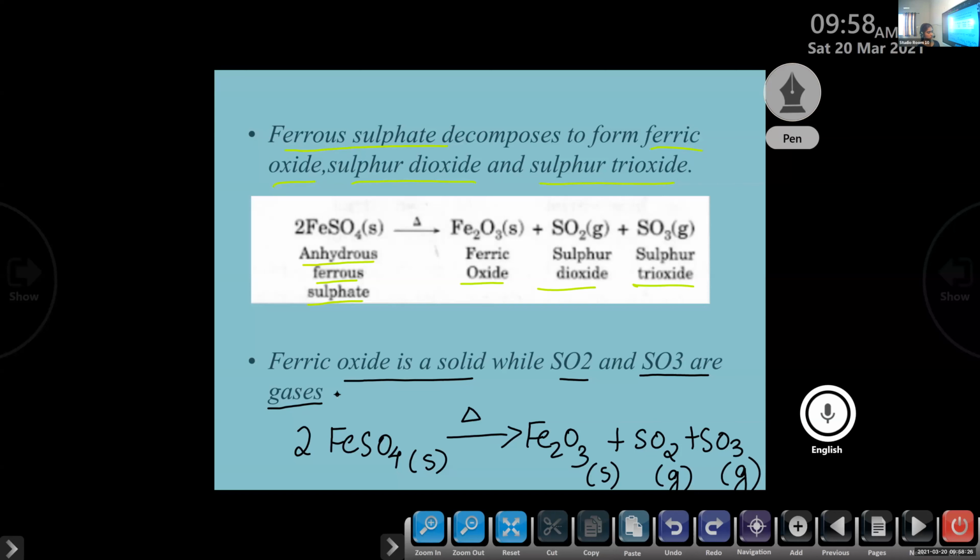Okay, so this is the activity. When the ferrous sulfate crystals are heated, first it loses water molecules and becomes anhydrous ferrous sulfate. On further heating, it decomposes to form ferric oxide, sulfur dioxide, and sulfur trioxide. The chemical formula of ferric oxide is Fe2O3, in solid state. Sulfur dioxide and sulfur trioxide are in gaseous state. This is an example of a decomposition reaction. Okay? This is clear.